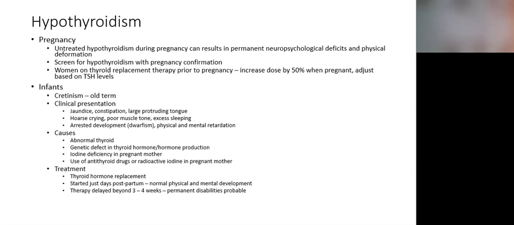There are issues with the pregnant female and hypothyroidism. Left untreated, hypothyroidism during pregnancy can lead to developmental problems in the fetus or child. Issues such as permanent neurological deficits with reduced IQ and physical deformations can occur.